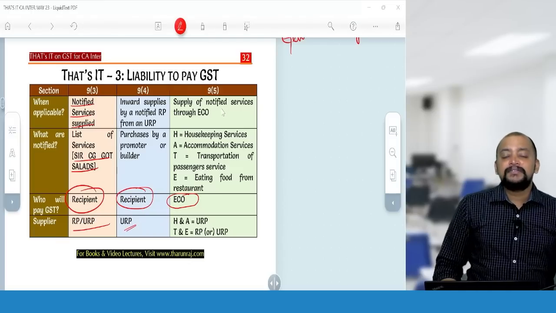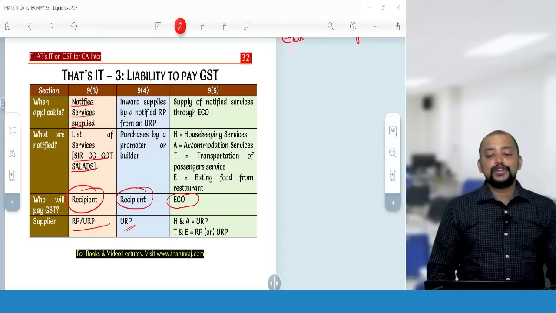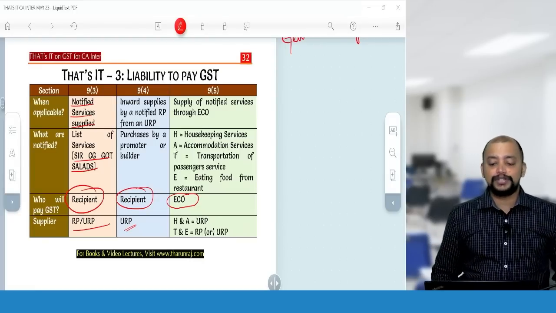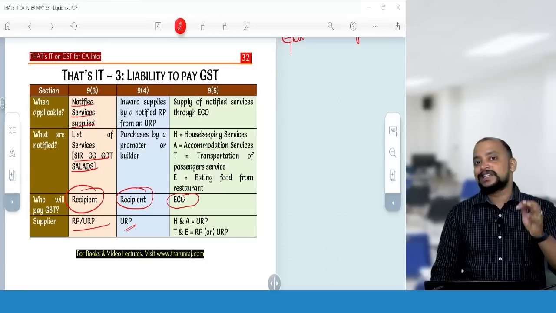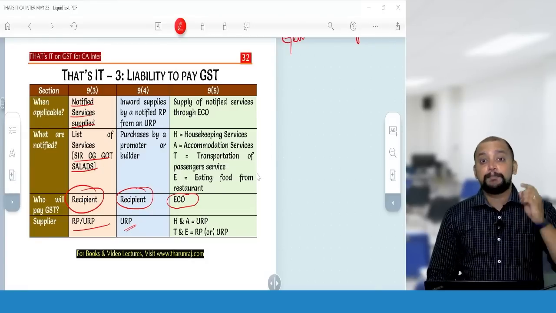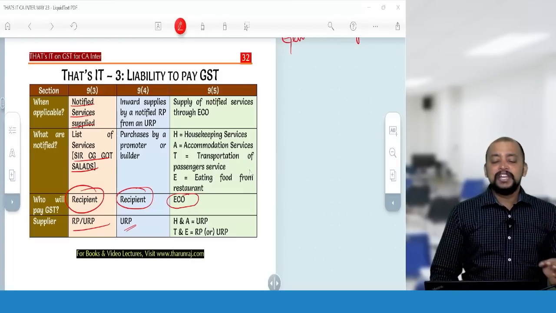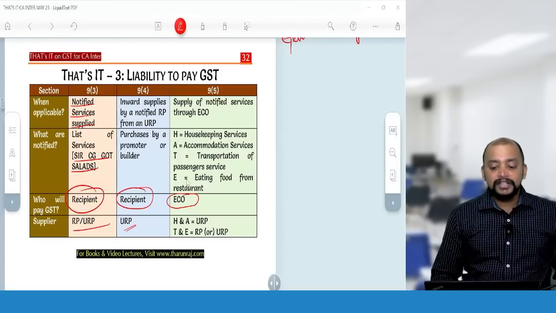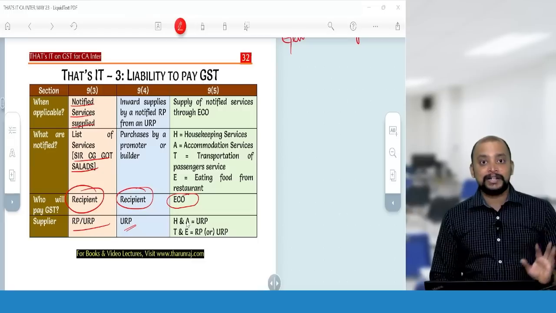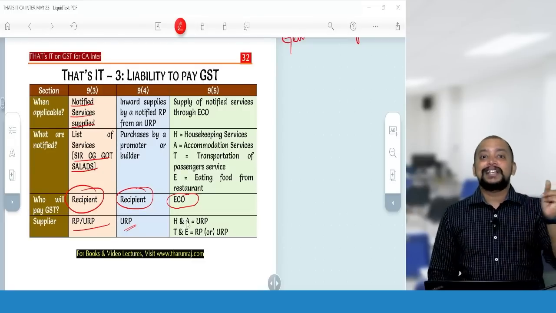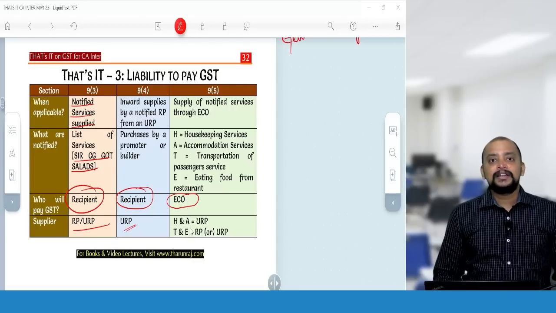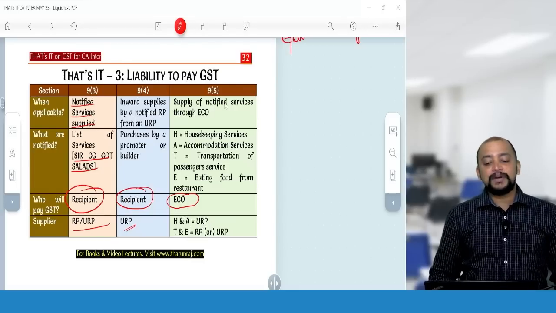Whereas 9(5), whenever there are some services supplied through e-commerce operator, liability to pay GST is on e-commerce operator. What are those services? Total 4 services, HATE. H for housekeeping service, A for accommodation service, T for transportation of passengers by any motor vehicle, E for eating food from the restaurant. For these four services, liability to pay GST to government is on e-commerce operator. And with respect to the first two, that is H and A, housekeeping service and accommodation services, supplier should be unregistered, then only it will come under 9 subsection 5.